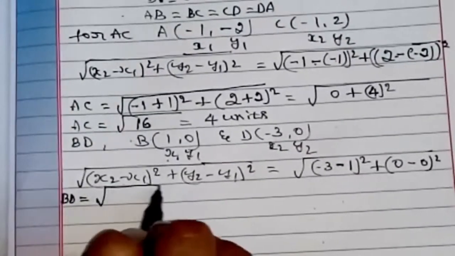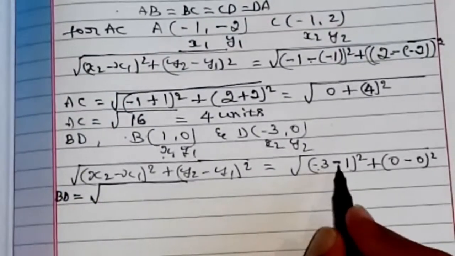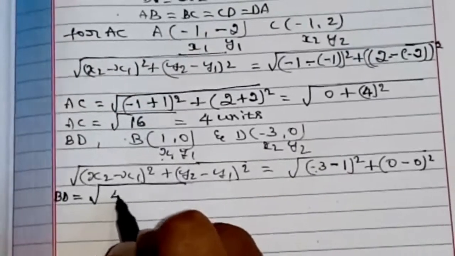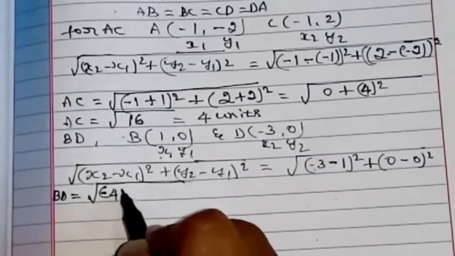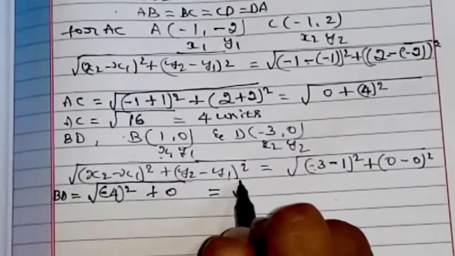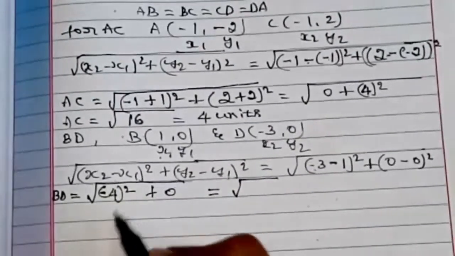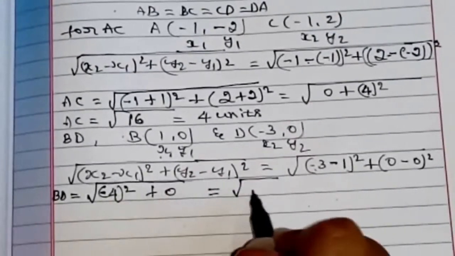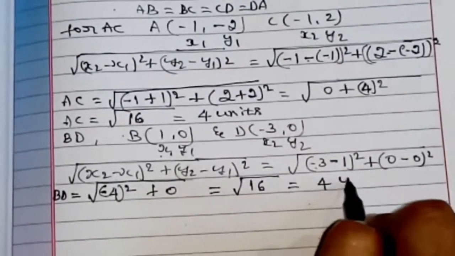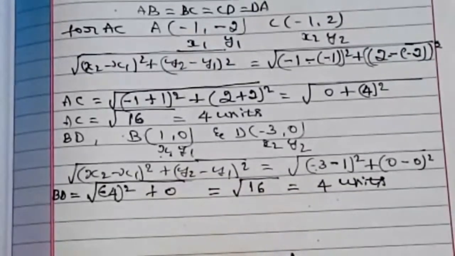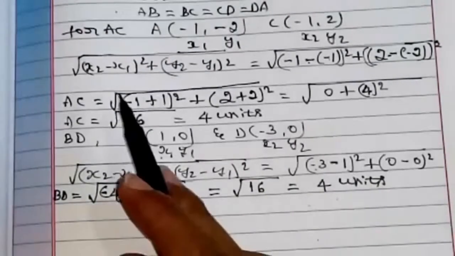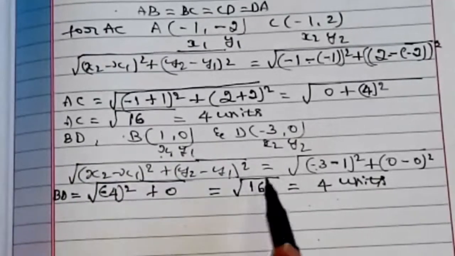BD is equal to square root of, minus into minus is what? Plus. So that means you need to add. So 3 plus 1 is 4, and the sign of the biggest number is minus. So -4 whole square plus 0. Any minus square will be plus, so -4 square is plus 16. The square root of 16 is 4 units, right? So what is the meaning of this? AC is equal to BD, because AC is 4 units and BD is also 4 units.